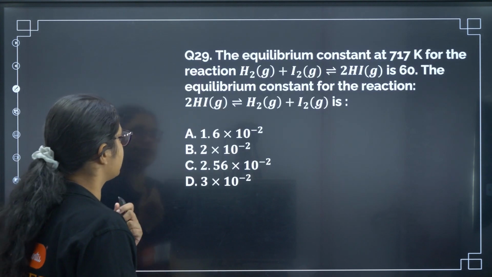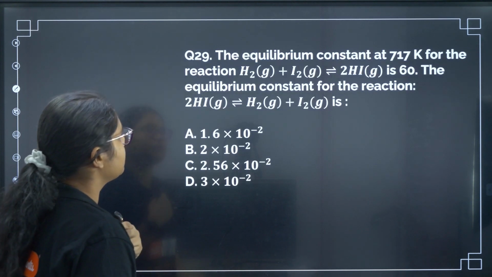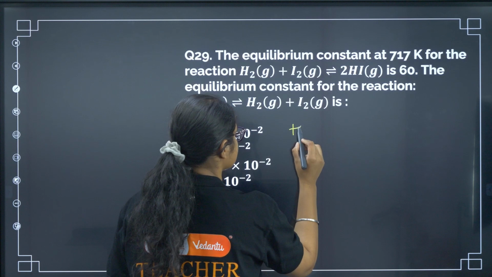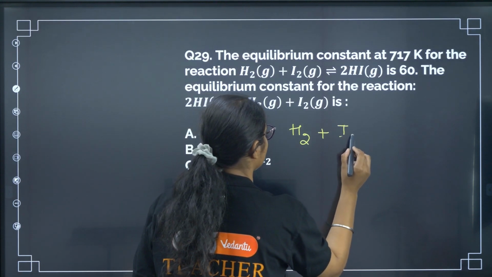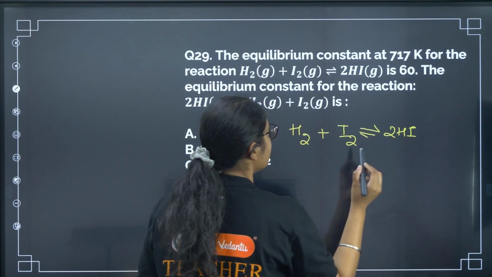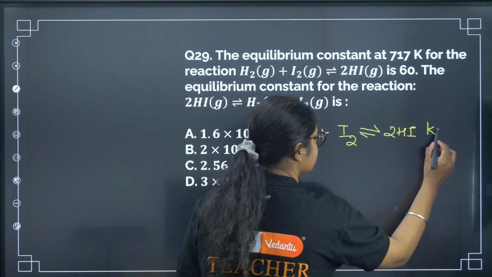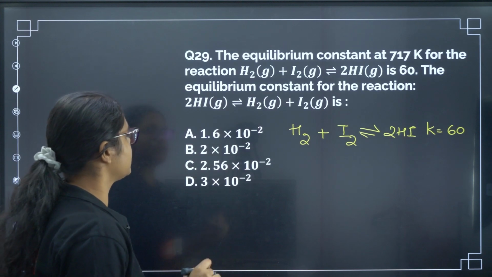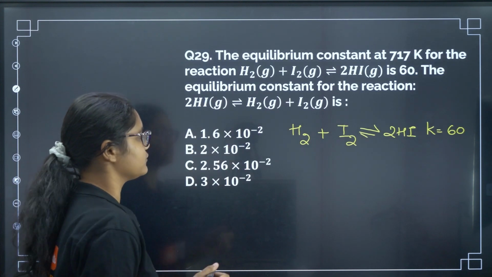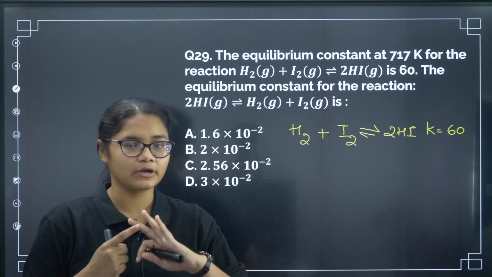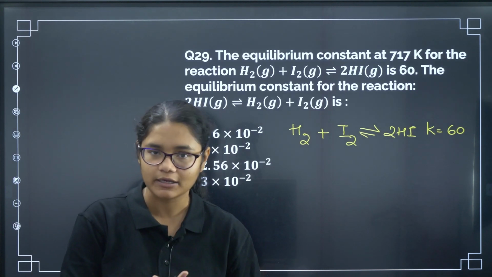Okay, now let us see the next question. The equilibrium constant at 717 Kelvin for the reaction is given. So this is our reaction, H2 plus I2 gives 2HI, right? So the equilibrium constant for this one is 60. Now the equilibrium constant for the reaction 2HI gives H2 plus I2. So what has been done in the reaction? The reaction is reversed. Okay, there are some important points here you must remember for chemical equilibrium.